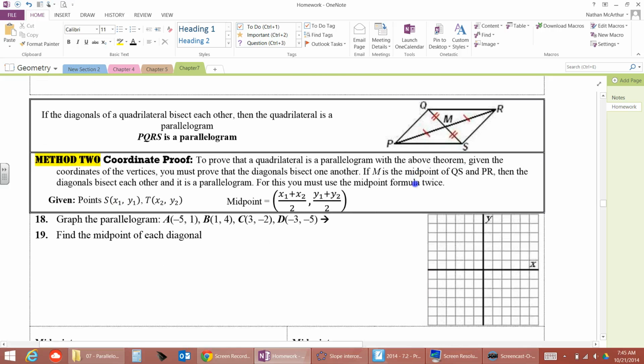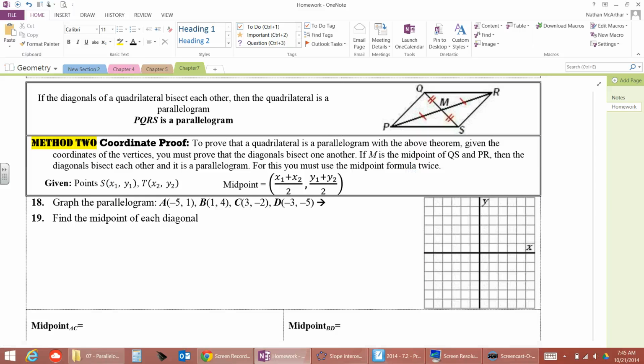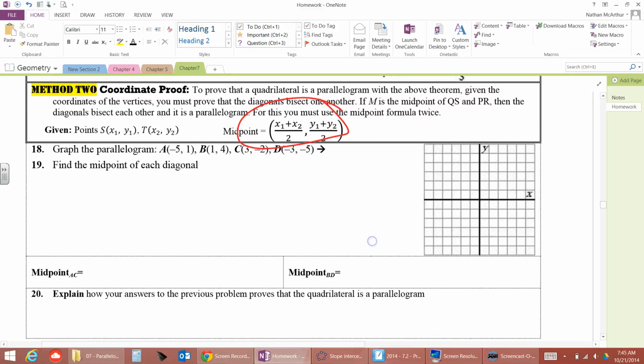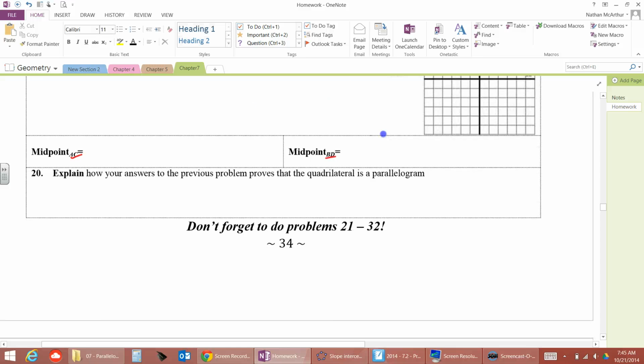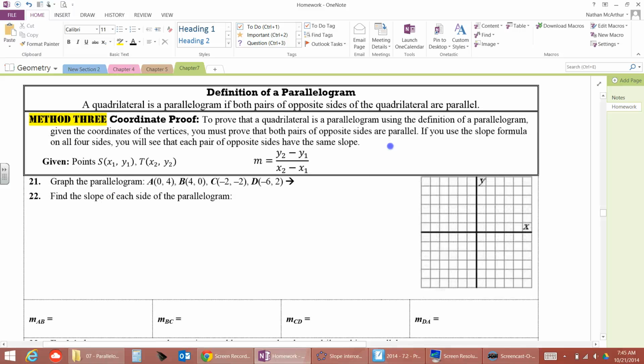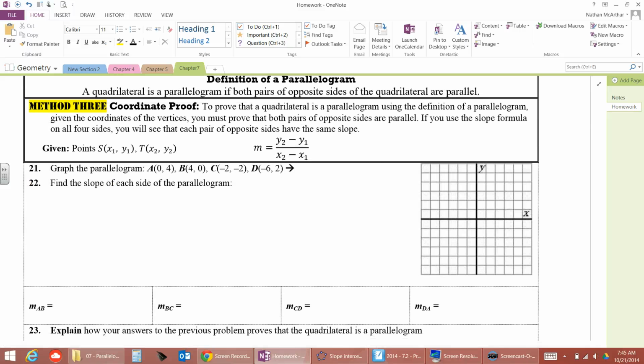All right, so now this one says diagonals bisect each other. So this one we're going to use the midpoint formula. Same idea. We plug in our values, and we find the midpoint of AC and the midpoint of BD. I'm not going to do it for you, but I'm just going to walk you through how to go through these.